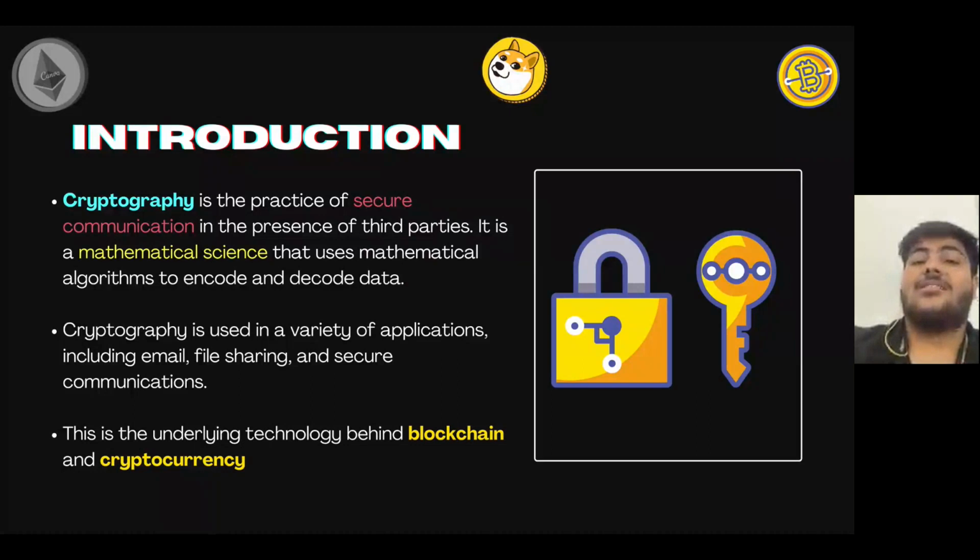And cryptography is not a computer science phenomenon, it's a mathematical one. The computer basically implements the maths. So cryptography is actually just math algorithms to encode and decode data. Now, cryptography is used in a variety of applications, including emails, file sharing, and secure communication in Bitcoin and cryptocurrency. The underlying technology behind blockchain and cryptocurrency is cryptography. So this has been the introduction. Now let's move forward.